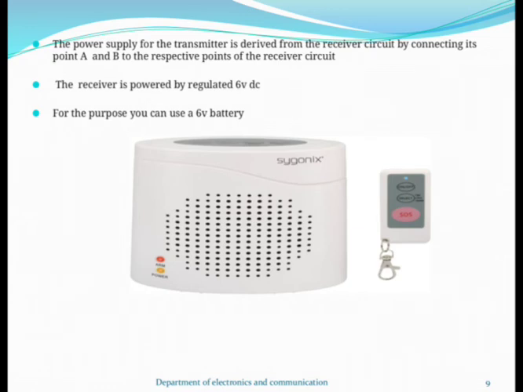The transmitter needs a power supply, and that power supply is derived from the receiver circuit by connecting its points A and B to the respective points on the receiver unit. The receiver is powered by a regulated 6-volt direct current. In order to power the receiver unit, we can use a 6-volt battery.